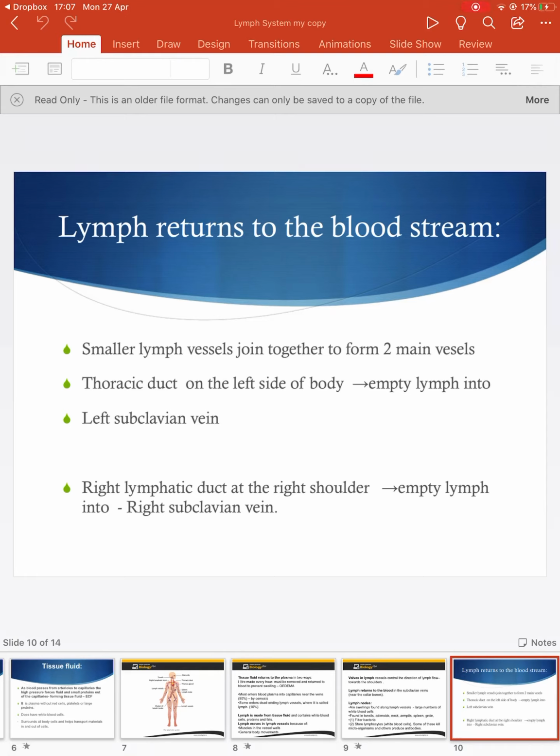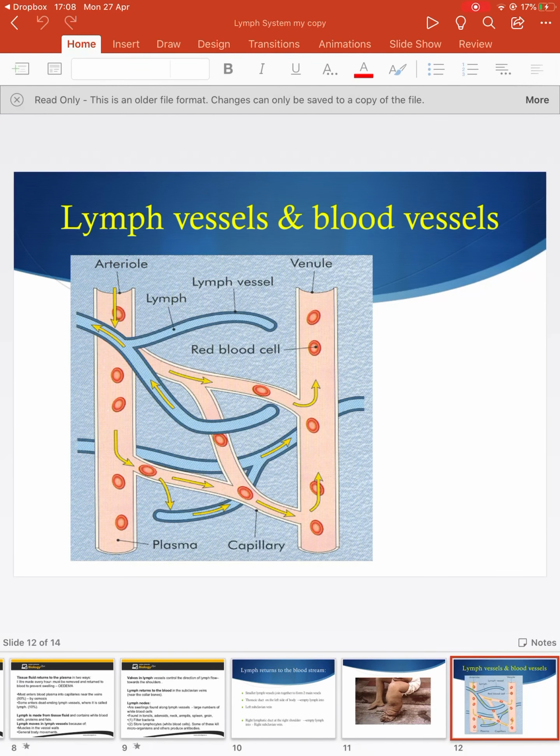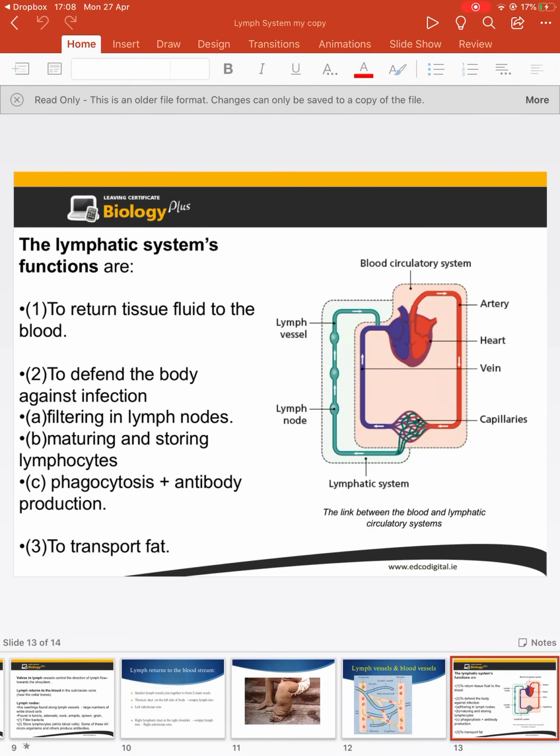Now, talking about lymph returning to your bloodstream, we talked earlier about it going into the subclavian vein, but there are two main lymph vessels, okay? You have the thoracic duct on the left side of your body that enters into the left subclavian vein, and then the right lymphatic duct collects lymph around the right hand side of your body, and that enters into the right subclavian vein. There's the swelling, look, that you can see when the tissue fluid isn't collected, and there you can see lymph and blood vessels.